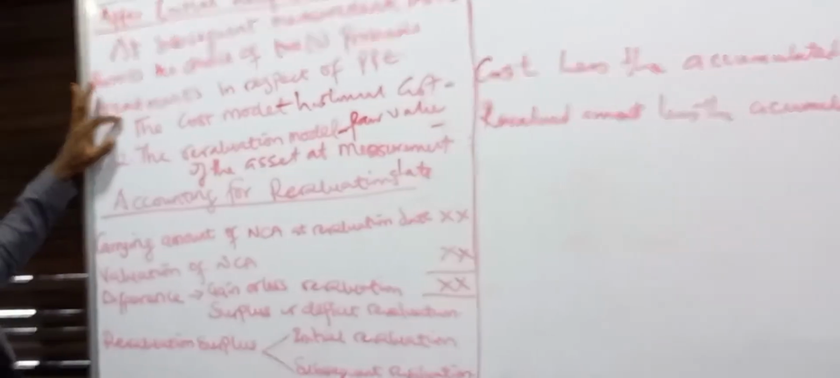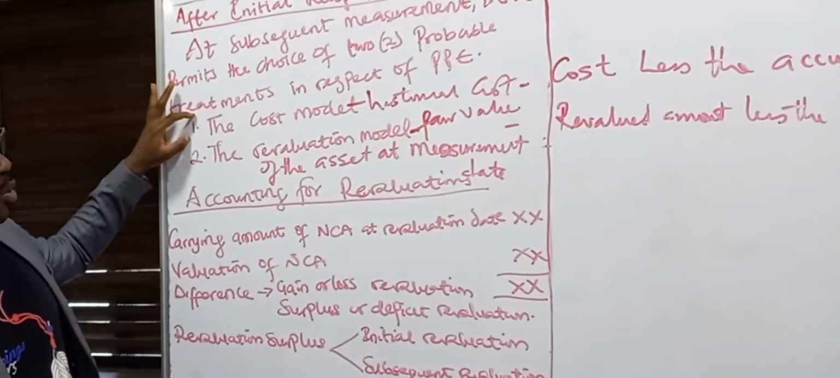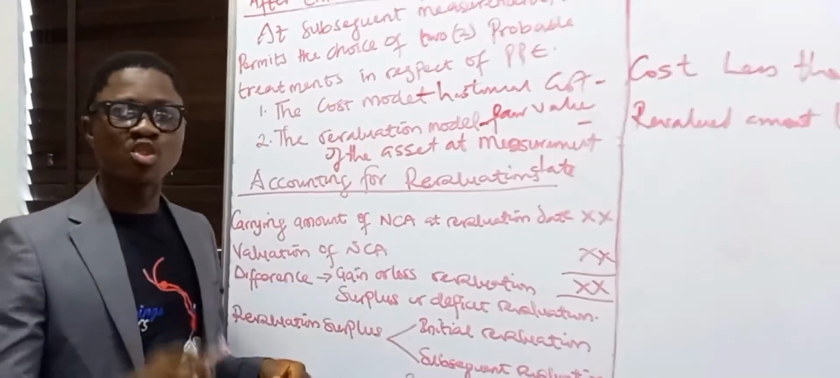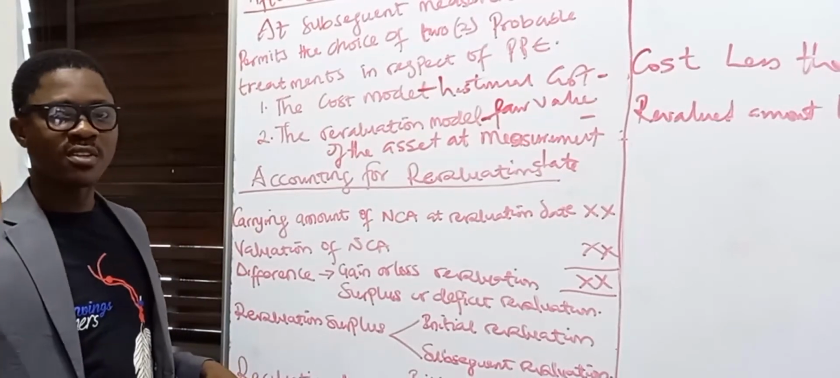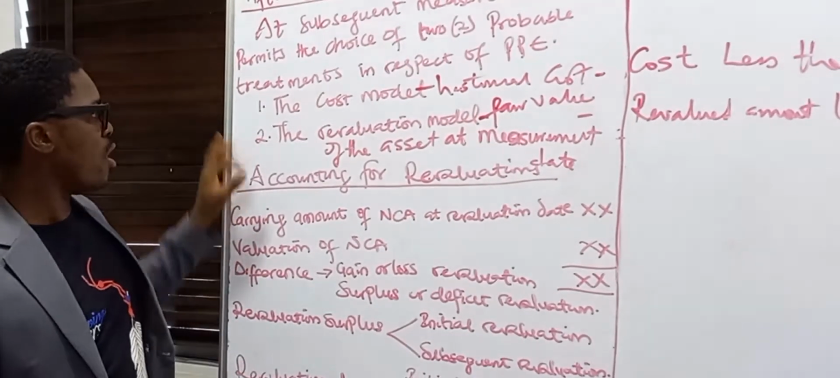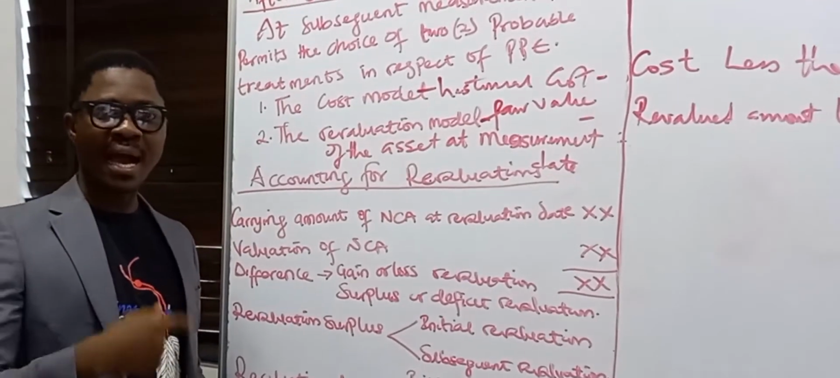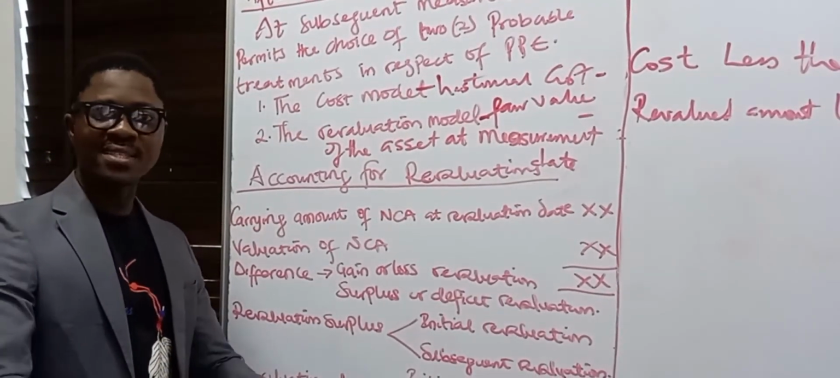The cost model is quite straightforward. Why is it straightforward? It is straightforward because the historical cost will be used all through the useful life of the property, plant, and equipment. But revaluation can be done as often as possible.